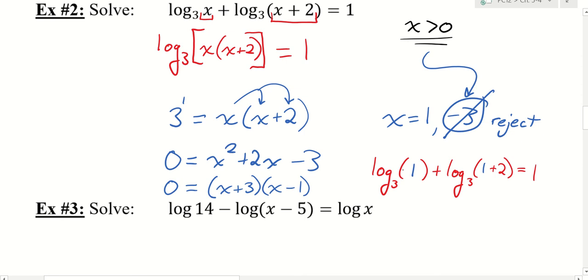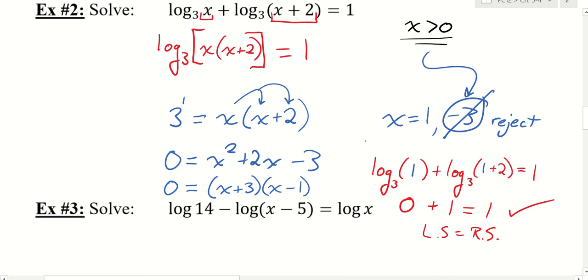So log base 3 of 1 is 0, plus log base 3 of 1 plus 2. What's 1 plus 2? 1 plus 2 is 3. So 3 to what power is 3? 3 to the 1st power is 3. And then this is a statement that looks pretty true. If I add 0 to 1, is it still 1? Absolutely. The left side is equal to the right side. And so this is verified.